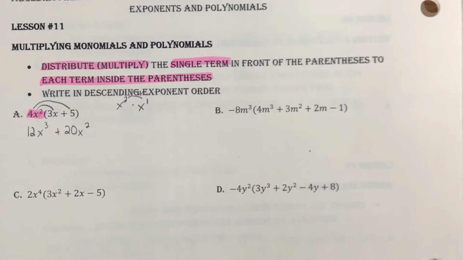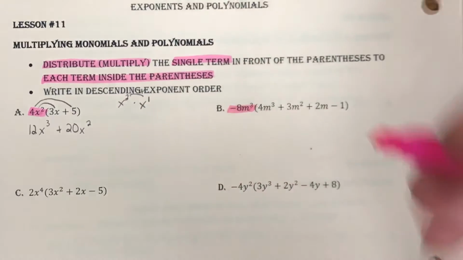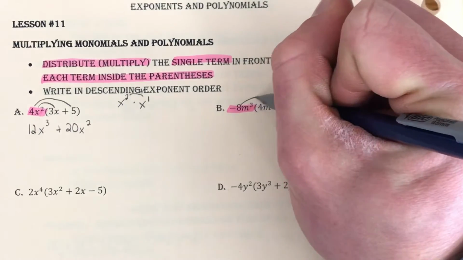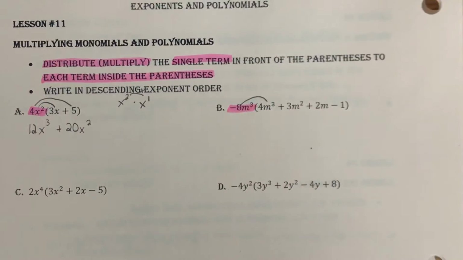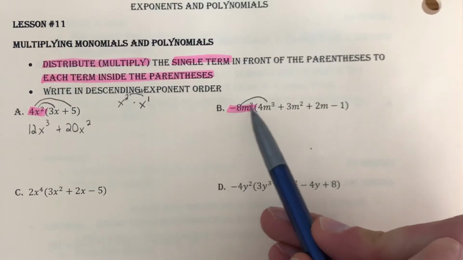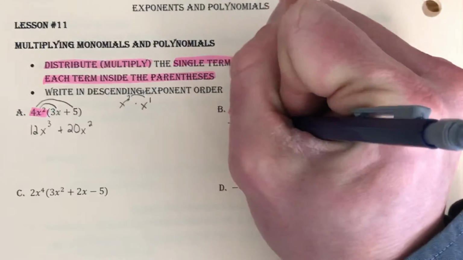All right, so let's take a look at example B here. So again, we're going to take this first term of negative 8m to the third, and we're going to multiply each term inside the parentheses. So negative 8m to the third times positive 4m to the third. So start with the coefficients. Negative 8 times positive 4 is negative 32.